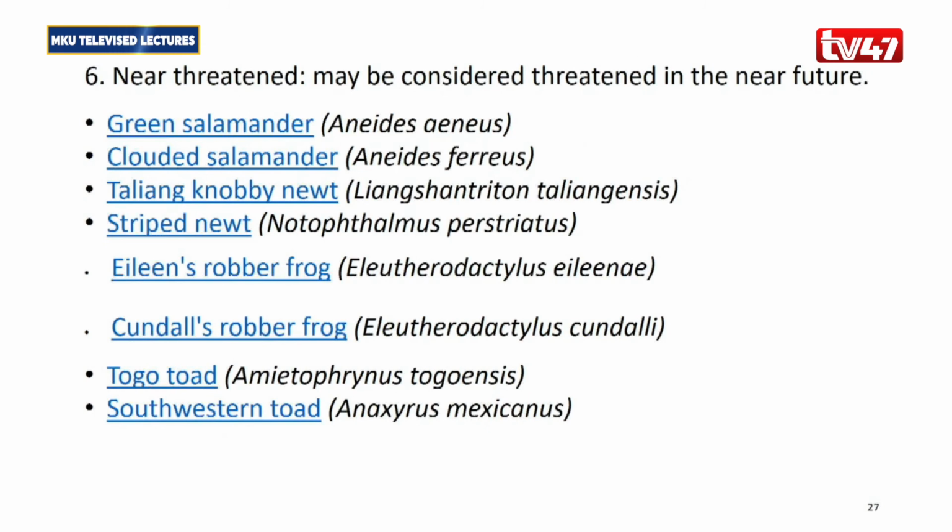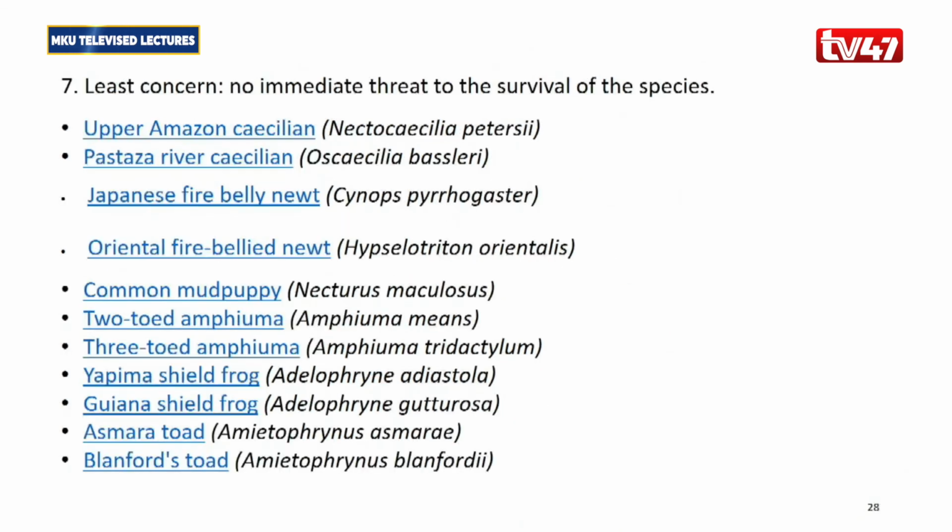We have number 6, near threatened species. If care is not taken, these become threatened in the near future. Examples include the green salamander, the clouded salamander, the Taliag newt, the striped newt, the rubber frogs, the Togo toad, and the southwestern toad. These belong to the near threatened category. And then number 7, least concern. These have no problem in conservation because their population is sustainable, meaning they are normally in large numbers.